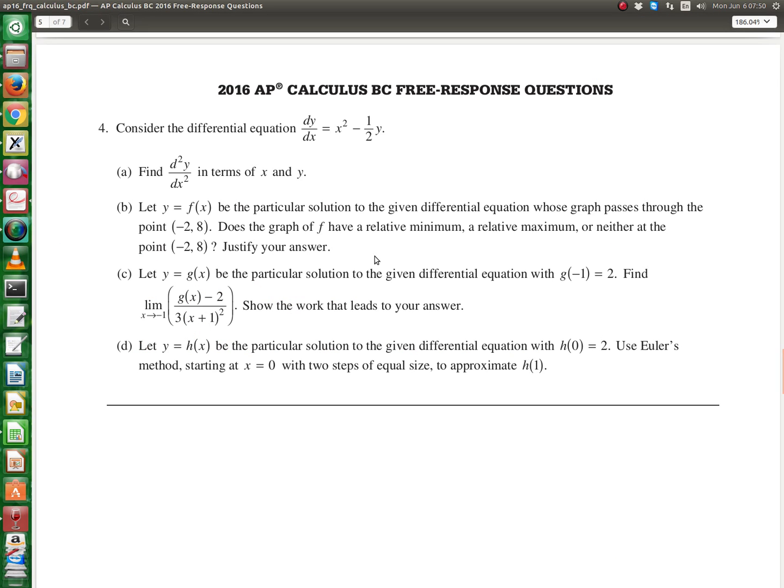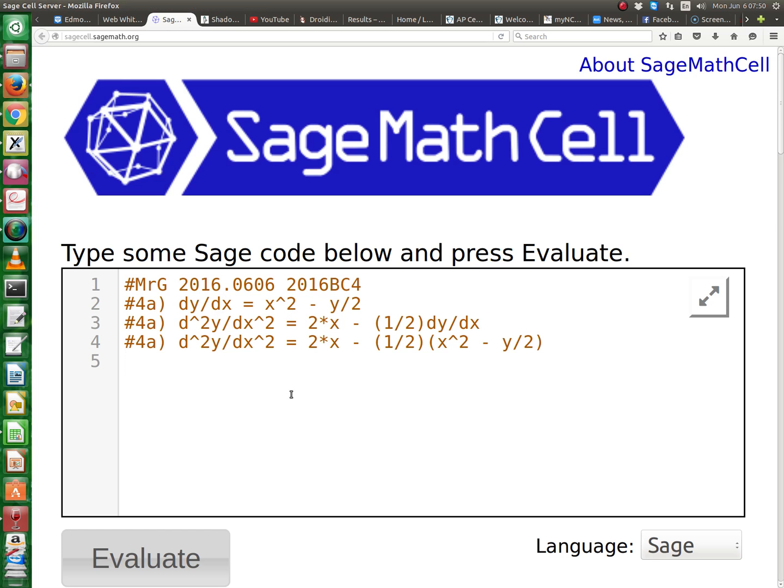Let y equal f of x be the particular solution to the given differential equation whose graph passes through the point -2, 8. Does the graph of f have a relative min, a relative max, or neither at -2, 8? Justify your answer. Now, since we have the first and second derivatives, why don't we use the second derivative test? What does the second derivative test say?